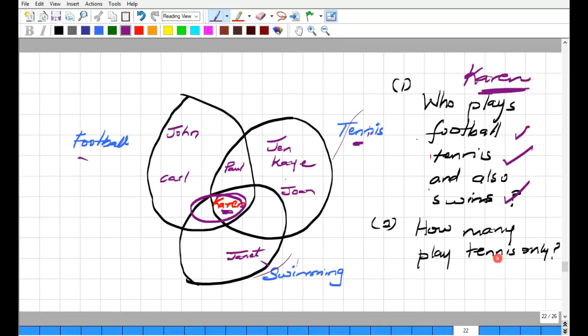How many individuals here play tennis only? So let's look at tennis. So you have only tennis. These play both tennis and something else. In Paul's case, Paul likes tennis and football. In Karen's case, Karen likes all of them. But these people only play this particular sport. So how many? Jen, Kay, and Joan. So 1, 2, 3. So we have 3 persons here who play tennis only, 1 person who does swimming only, 2 persons who do football only.